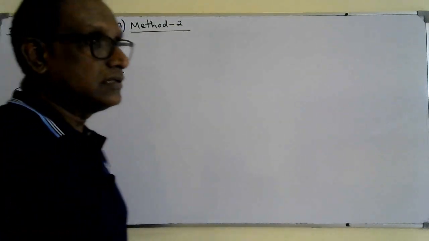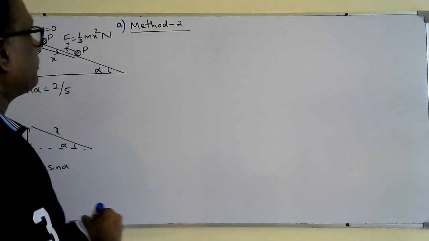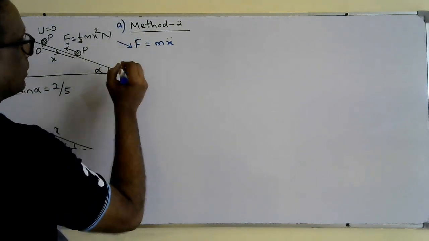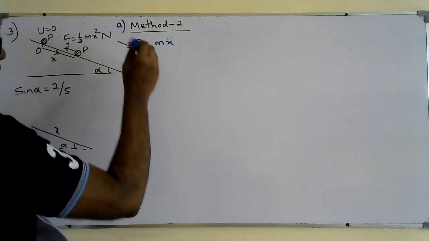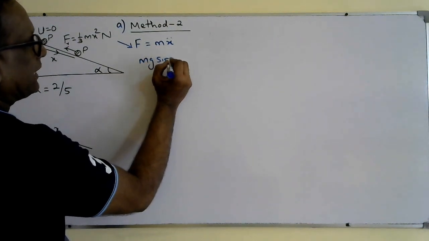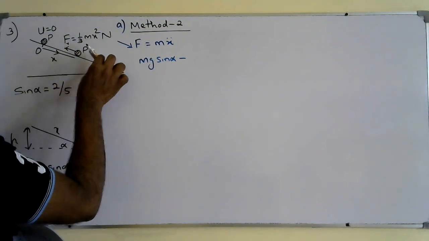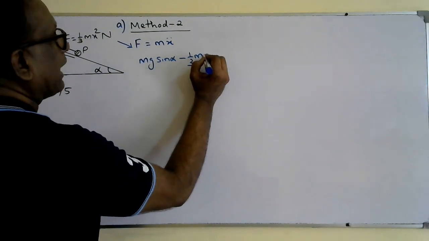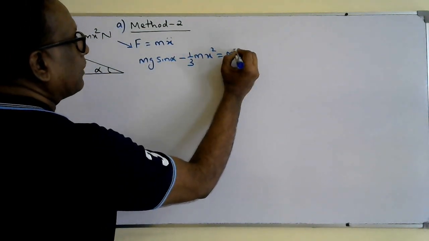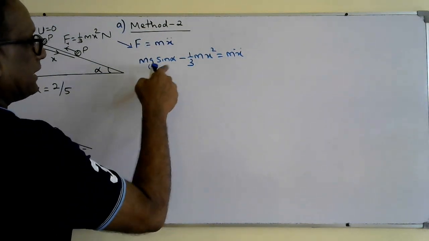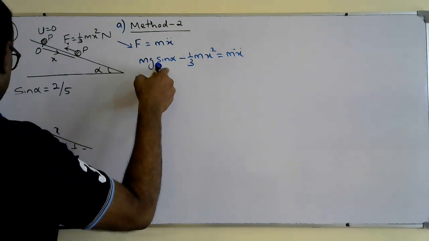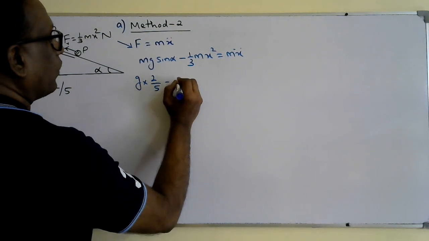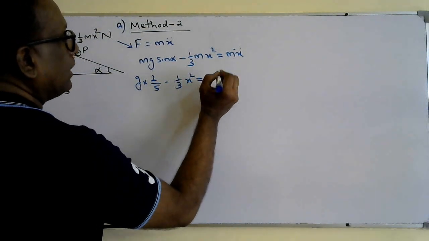Okay, so method 2, A part. For the forces acting on the particle along the plane down, I am going to use F equals m x double dot. The component of the weight along the plane down is mg sine alpha, minus the opposing force, 1/3 mx squared, equals m x double dot. All the m will get cancelled. So g times sine alpha, which we know is 2 by 5, minus 1/3 x squared equals x double dot.